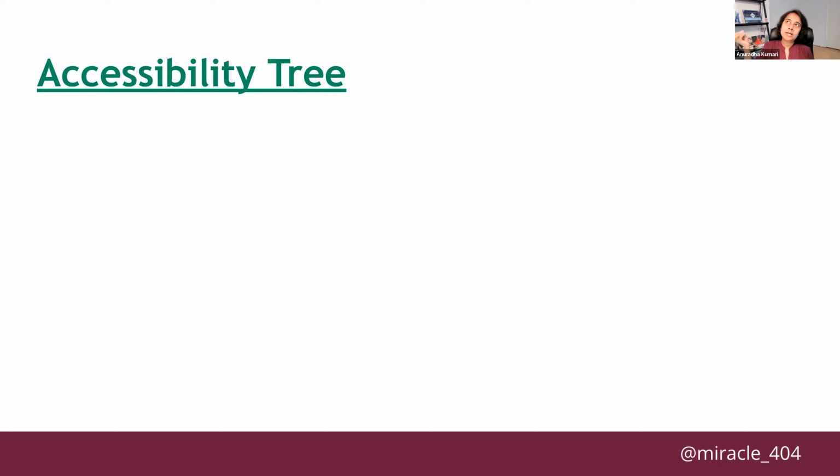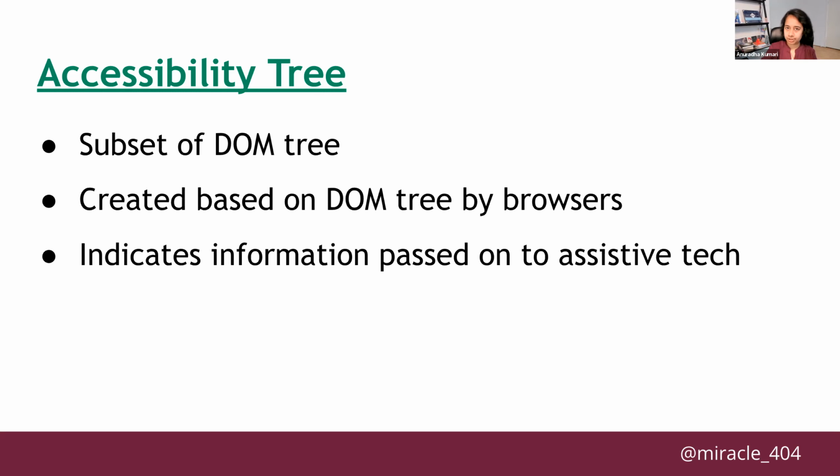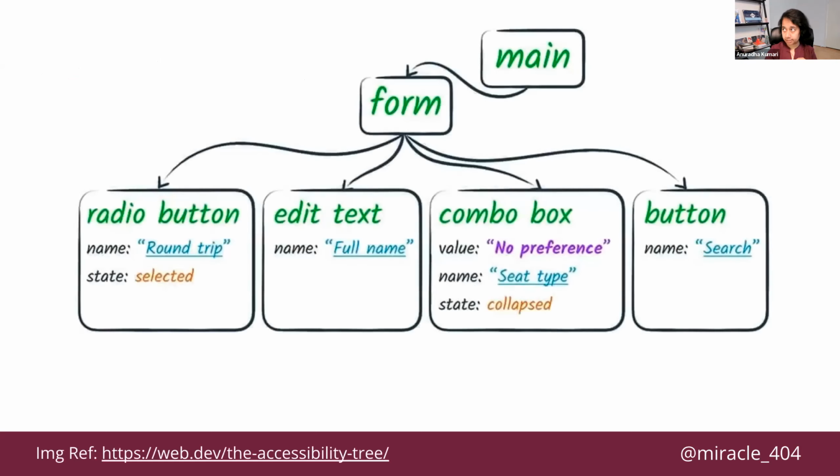But how do assistive technologies understand what is the content on our website? So they do not access DOM directly. For them, the browser creates something which is called the accessibility tree. So basically, the accessibility tree is a subset of the DOM tree, and it is actually created from that DOM tree, where they remove certain information and only keep some relevant information for those elements. And this information is passed to the assistive technologies. We'll see in a while.